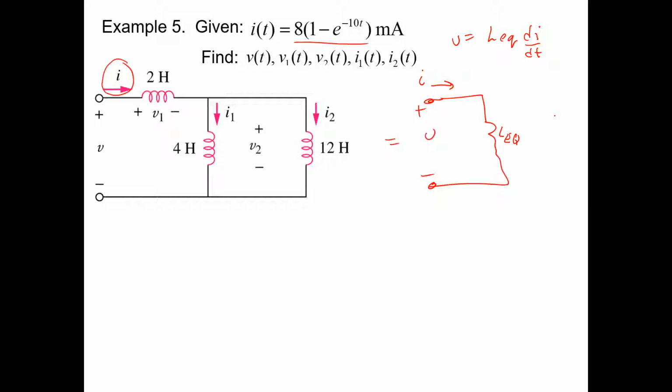So what do we find? What's L equivalent here? Can anyone tell me what that is? Just by doing it by inspection, it's 5, right? Why is it 5?